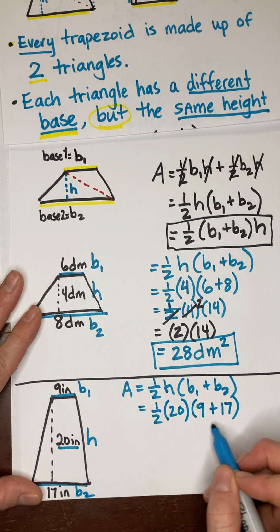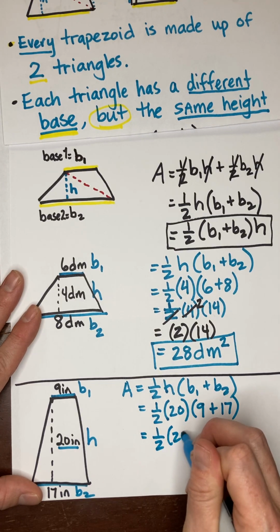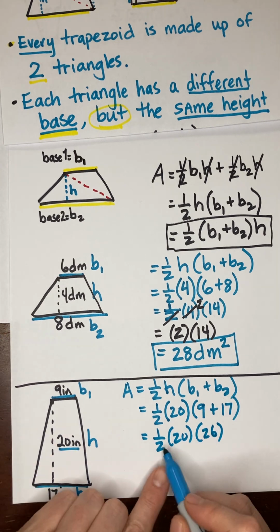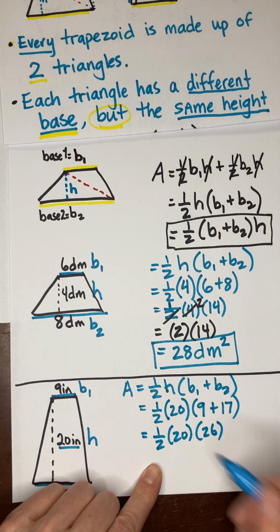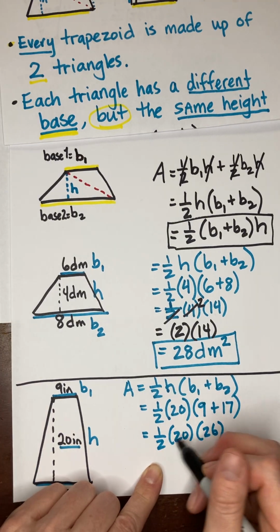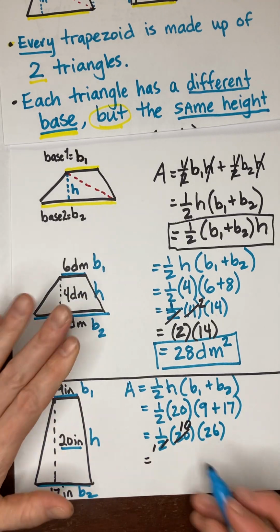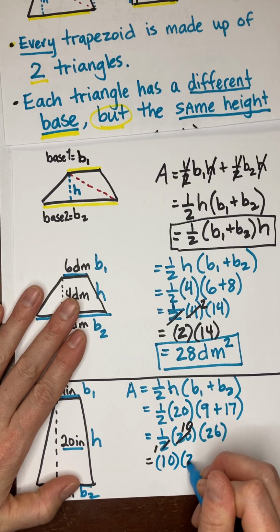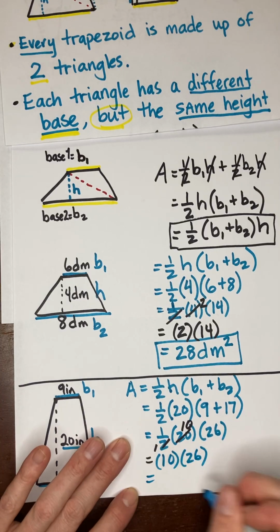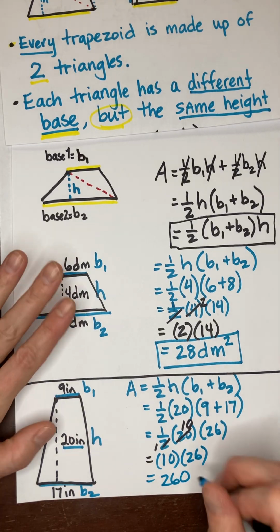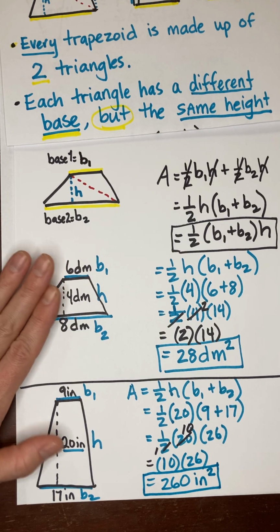Again, order of operations, I need to do the inside of the parentheses first. 9 plus 17 is 26. So let's do 1/2 times 20 times 26. To get rid of this fraction, I'm going to look, are either of them even? Yeah, they're both even, so it doesn't matter which one. I'm just going to go with the first one. So 20 times 1/2, or 20 divided by 2, however you want to think about it, is 10. So if I rewrite this, I end up with 10 times 26. Oh, I love multiplying by powers of 10. It's so easy because we can just add a 0. That would be 260. And our units are inches squared because we have area. So the area of this trapezoid is 260 inches squared.